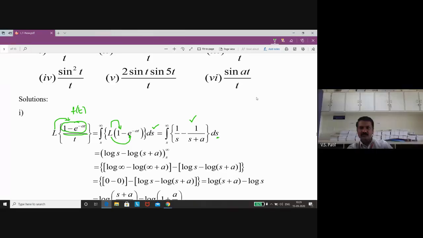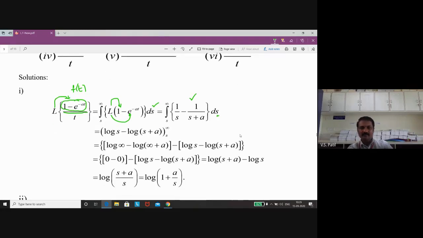Log s. See, always I will tell you, in most of the examples, 99% of the examples in this property, you will get the answer in terms of log. Only 1% of the examples you will get in a different manner. Keep that in mind. Divided by t means 99% of answers are in terms of a log. Is that clear?